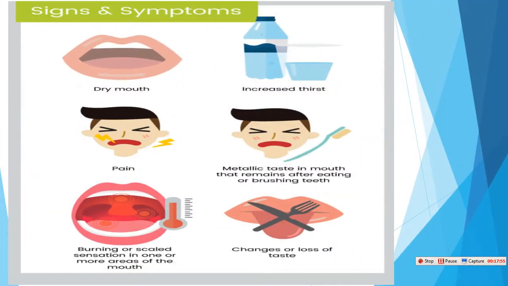The signs and symptoms of this burning sensation are dry mouth, increased thirst, a metallic taste after eating and after brushing, pain or a burning sensation in the mouth, and change or loss of taste. These are the signs and symptoms of burning mouth syndrome.